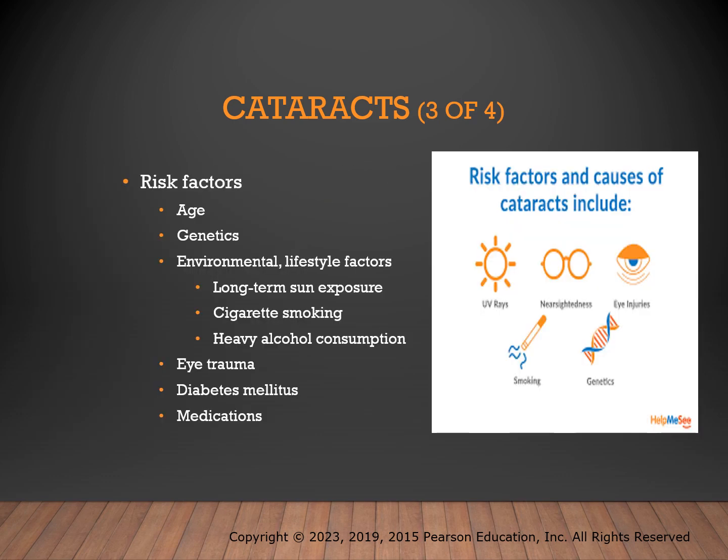So what are the risk factors? As age is the greatest single risk factor for cataracts, genetics may contribute to the risk, although the link is unclear. Environmental and lifestyle factors are also an issue. Long-term exposure to sunlight, or those UV rays, increases the risk for cataracts. Cigarette smoking, heavy alcohol consumption, eye trauma, diabetes, and again, diabetes affects the circulation.